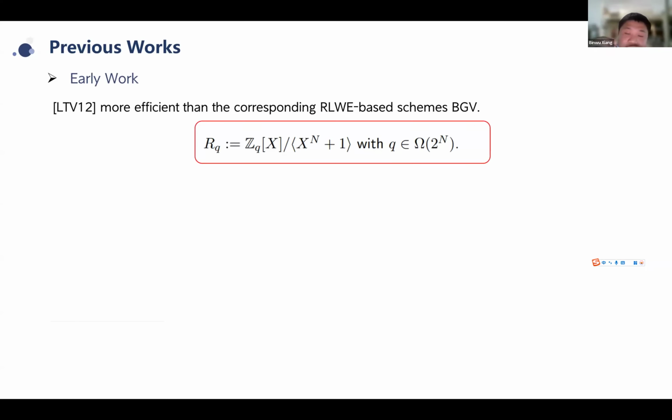And early work, such as LTV, was based on NTRU and actually more efficient than the corresponding ring LWE-based schemes like BGV. However, in the LTV scheme, the noise grows exponentially in the number of parties and the number of homomorphic operations. So, in other words, the modulus for the LTV scheme must be exponentially large to control the noise.